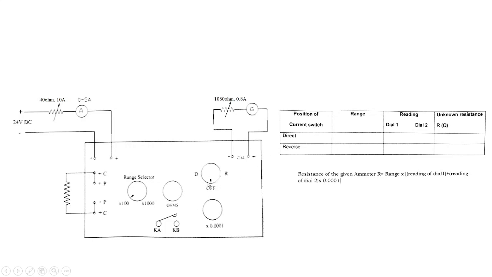Position of current switch will be in direct for one set of experiment. Then after that we will be switching into reverse mode for second set of experiment, but the procedure will be same for each set. Now the knobs are put into minimum position. This is for minute measurement, and this is for a greater range of measurement.